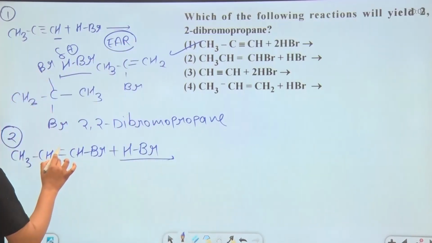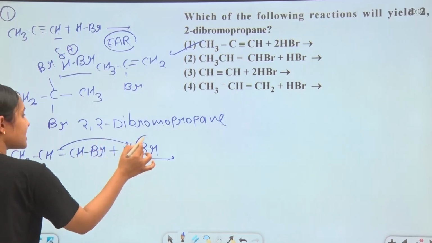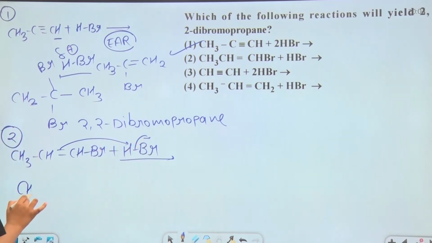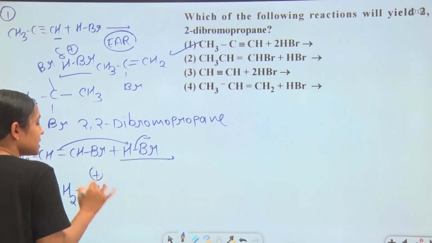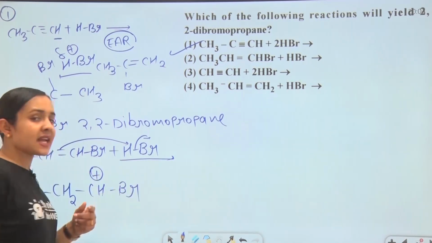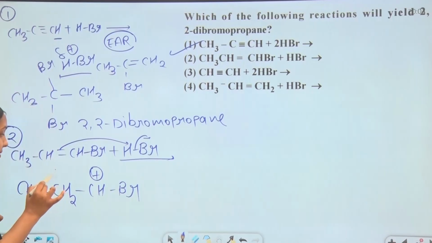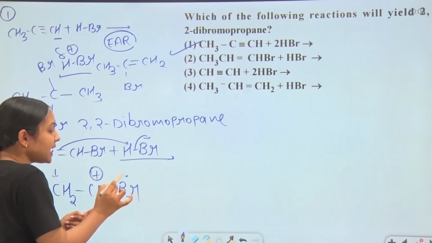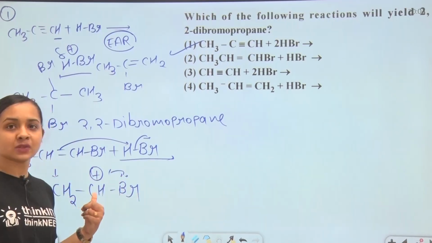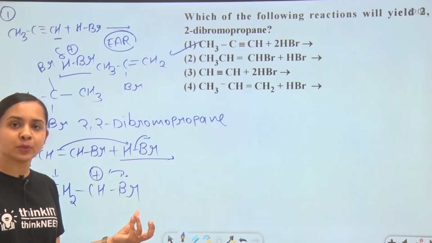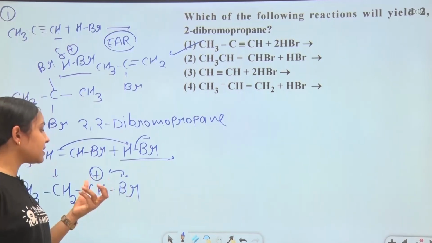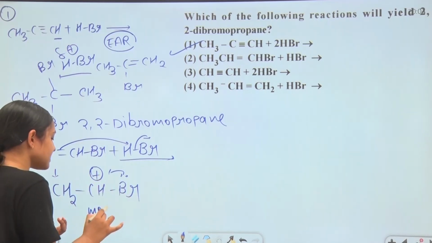So the pi bond will attack the vacant orbital of H plus and Br minus will be released, and formation of this carbocation will take place. This carbocation is more stable than the formation of this carbocation, because this cation will obtain d orbital resonance, will obtain back bonding by the lone pair of the bromine atom, right? So that's why this carbocation is more stable.